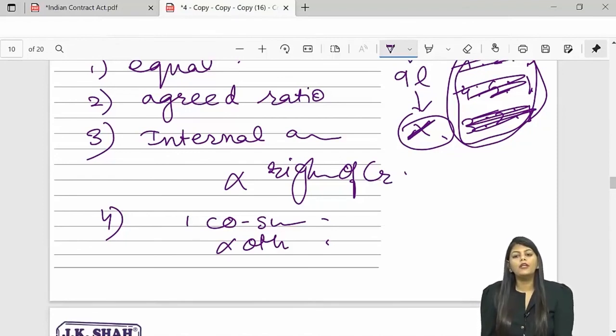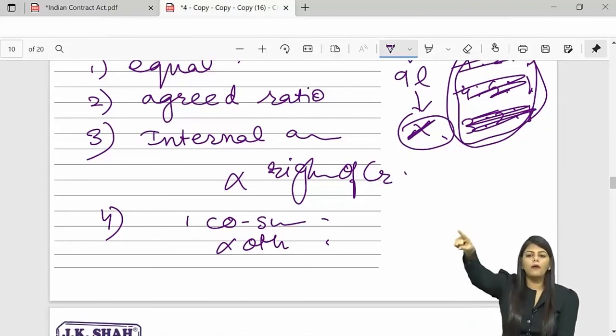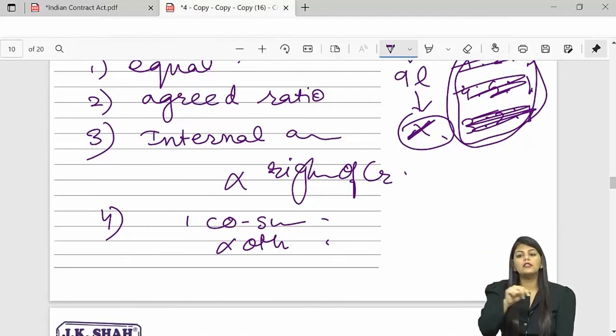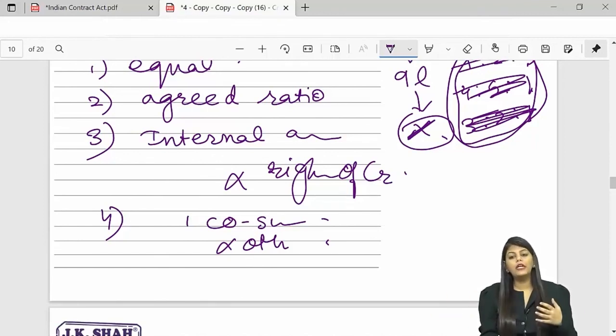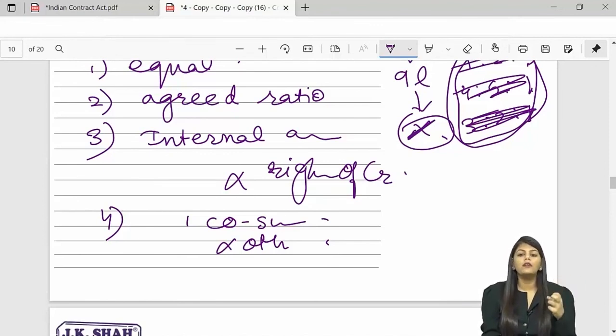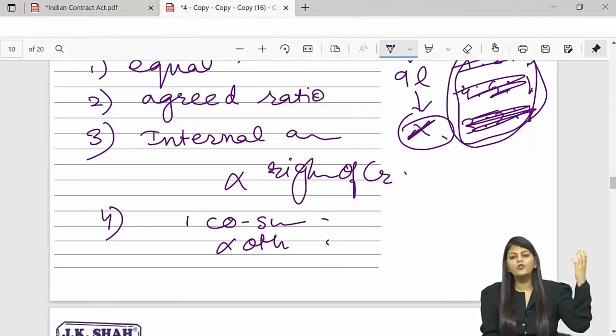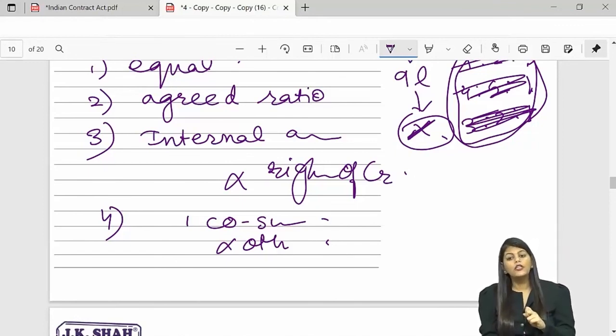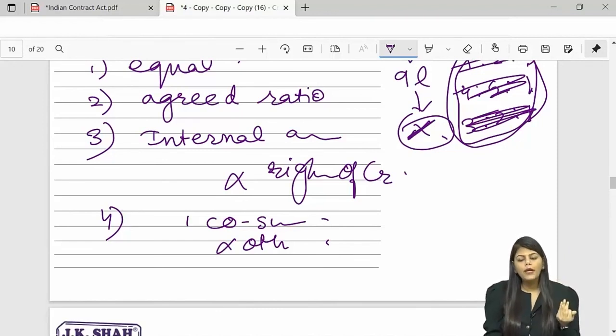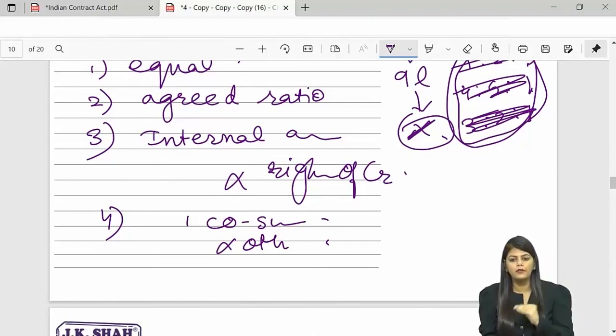But in indemnity, the indemnifier cannot sue a third party unless there is an assignment in his favor. But in guarantee, the surety can directly sue the PD. No assignment required. In indemnity, the indemnifier's liability is primary because it is A who is going to bear the expenses. But in case of guarantee, the surety's liability is secondary. First, if PD does not pay, then the surety will be paying. So it is secondary.